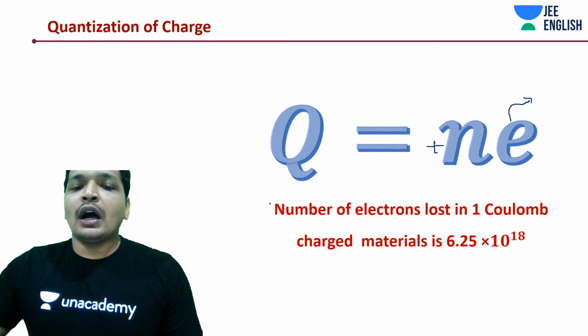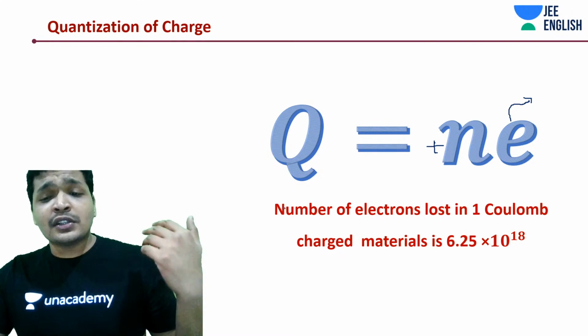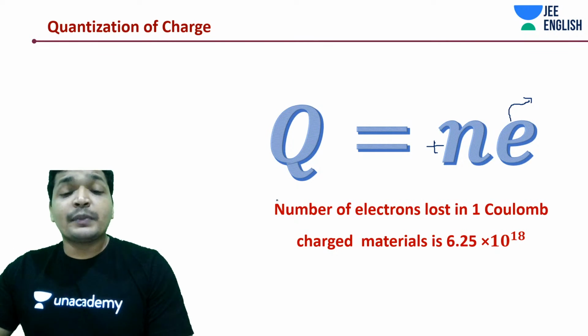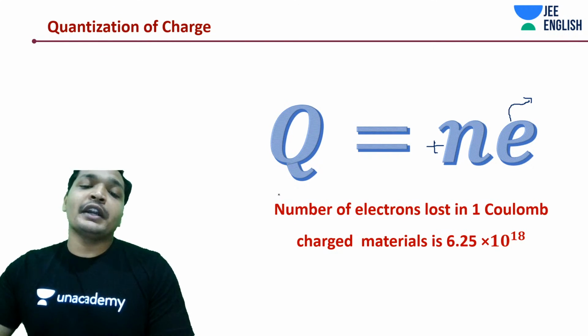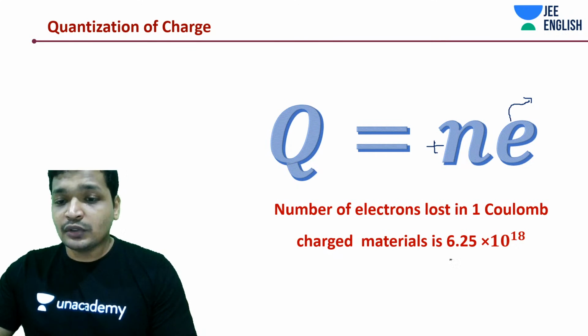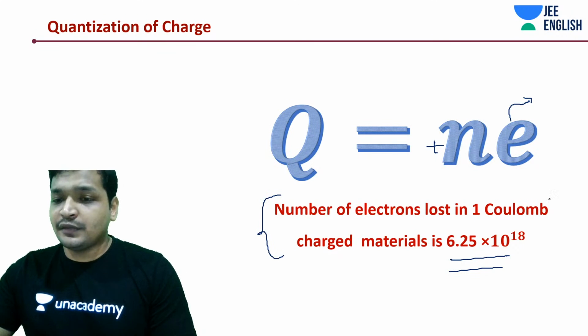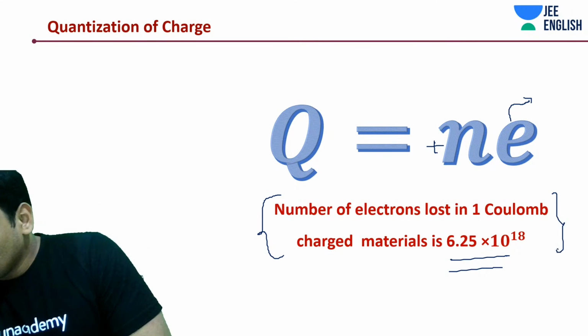So how many electrons would be lost in a 1 coulomb charged material? If you think about it, there would be 6.25 into 10 to the power 18 electrons. So a huge number of electrons has been transferred from the system.